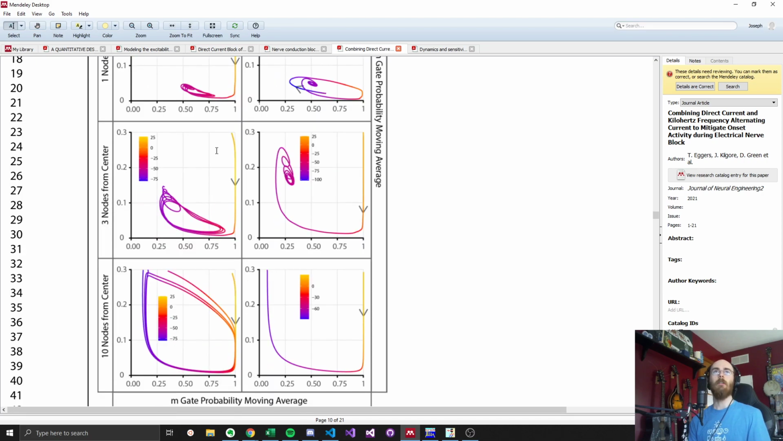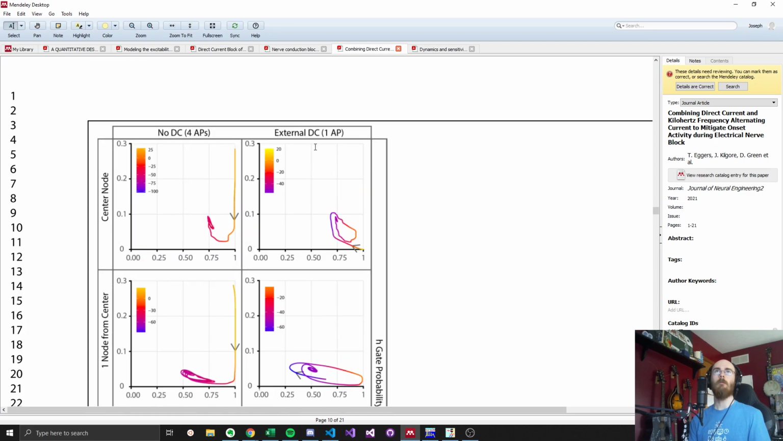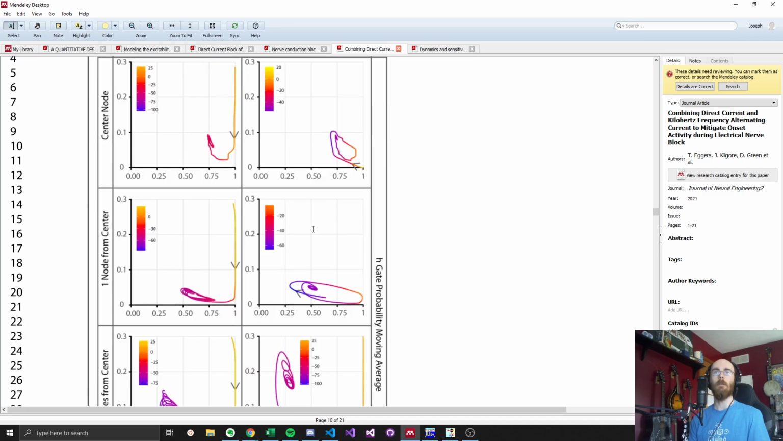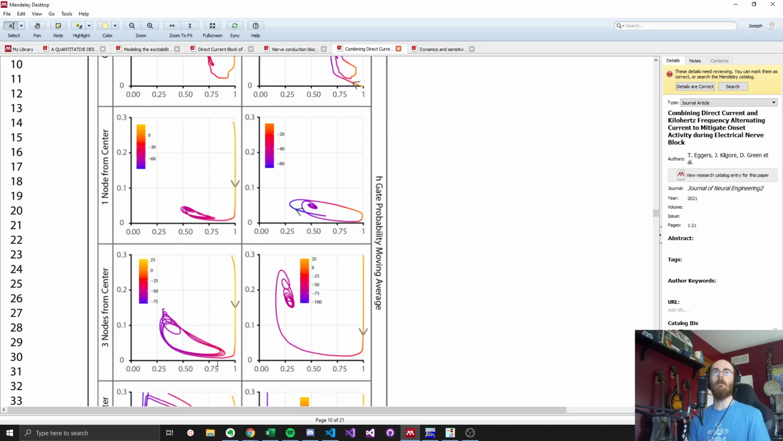So in this case, you can look at the M and H gates, the two gates of the fast sodium channel. We can look at them and say, okay, we have two columns here. One of them, we precede kilohertz frequency stimulation with DC, and one of them we don't. So it's just kilohertz frequency in one, and DC and then kilohertz frequency in the other. We can see that without DC, the M and H gates have to travel around and swirl around in their cycles to where they're going to go for the stable state for kilohertz frequency.